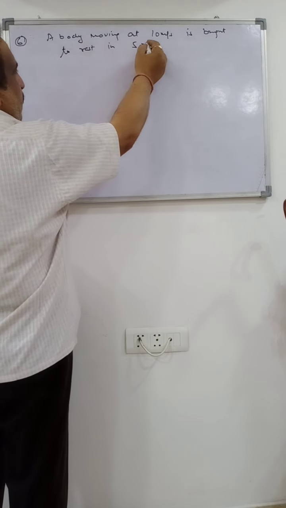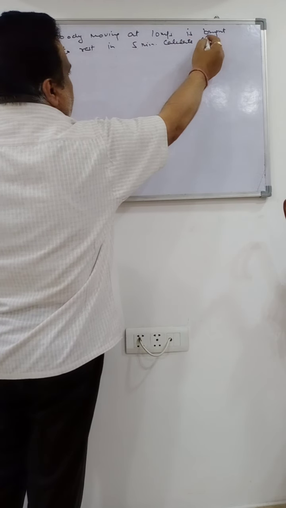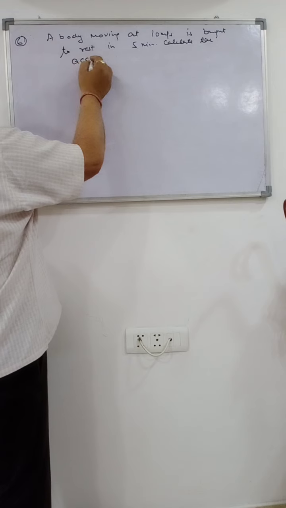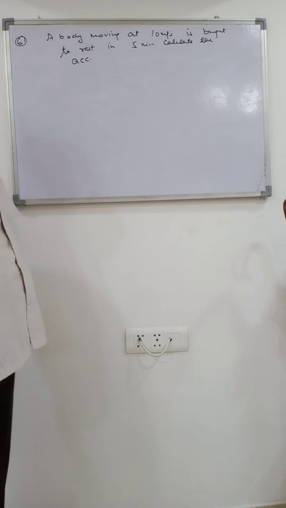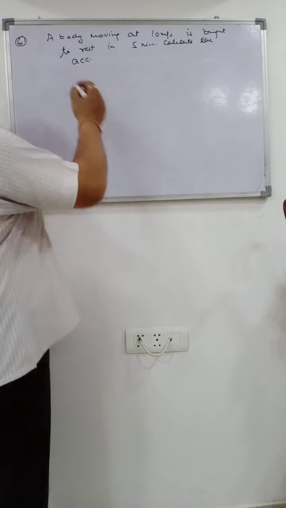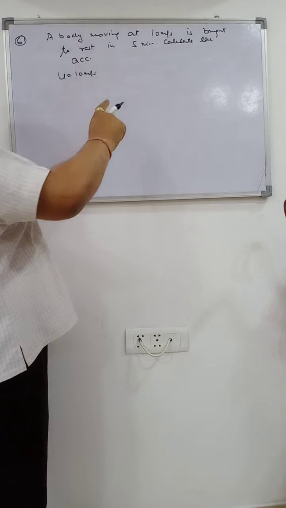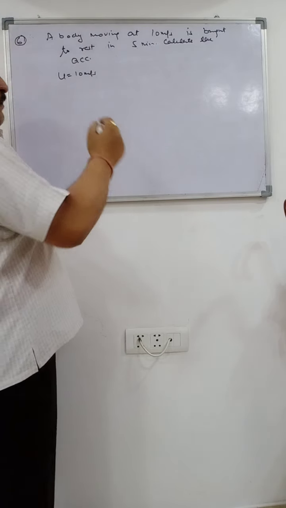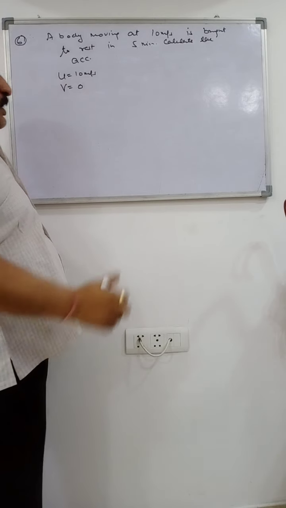In 5 minutes. Calculate the acceleration. A body moving at 10 meter per second is brought to rest. That means the body initially was moving at 10 meter per second, so u is 10 meter per second. Am I right? Is brought to rest. When a body is brought to rest, final velocity v is 0.